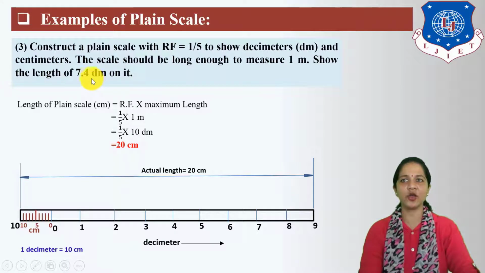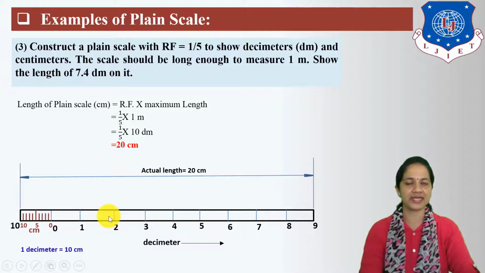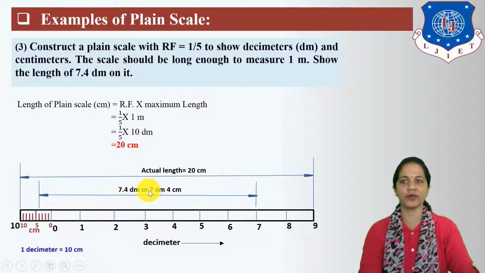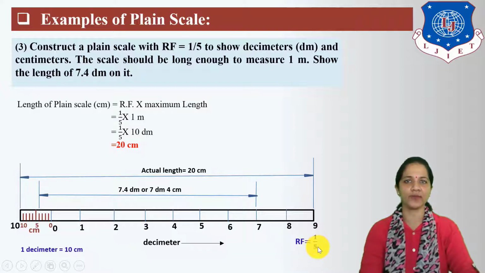Show the length of 7.4 decimeter on the scale. So, take 7 decimeter from main division and 4 centimeter from subdivision and indicate here 7.4 decimeter or 7 decimeter 4 centimeter. At last write here RF is equal to 1 upon 5.